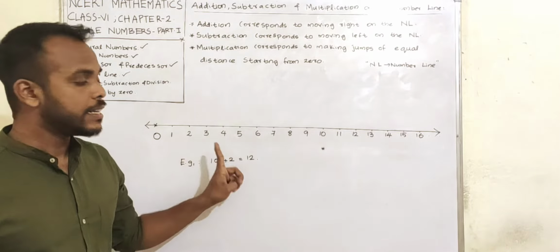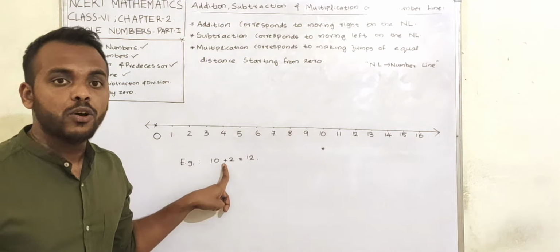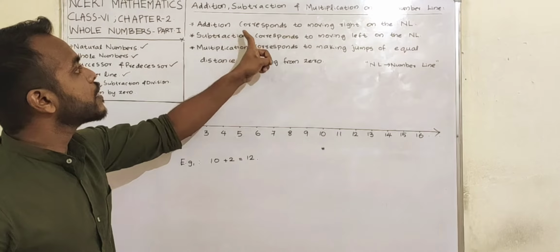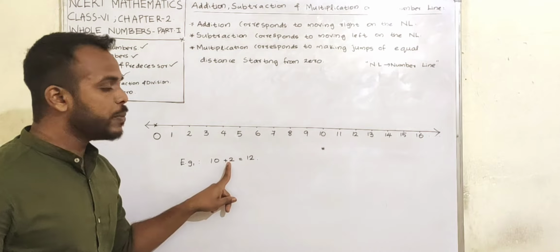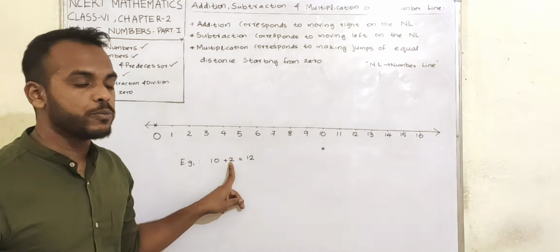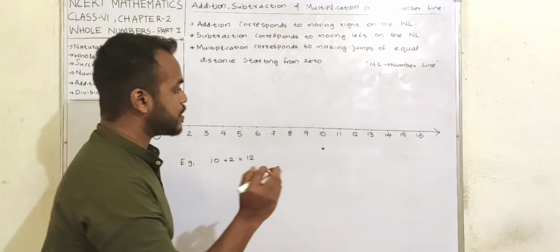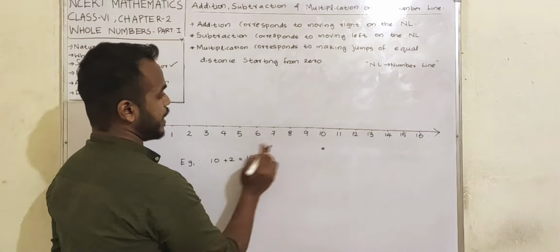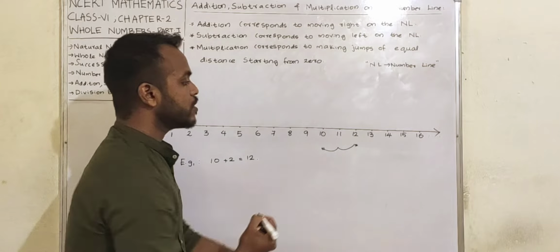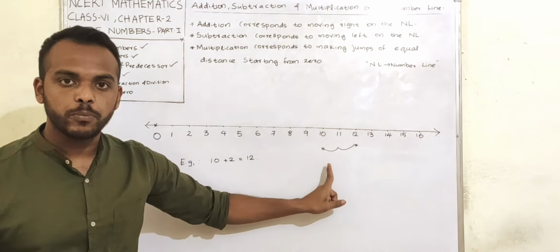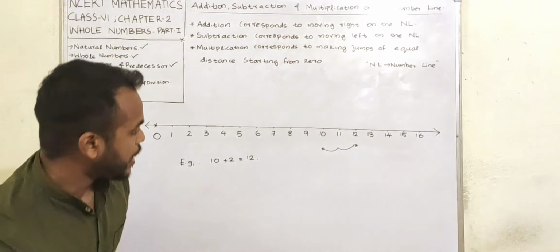And if the process is addition, what step should we follow? It corresponds to moving right on the number line. And how many movements do we need to make? 2 movements. Let's see. This is our point 10. 2 movements means 11, 12. So here is your answer. 10 plus 2 is 12. Another example.